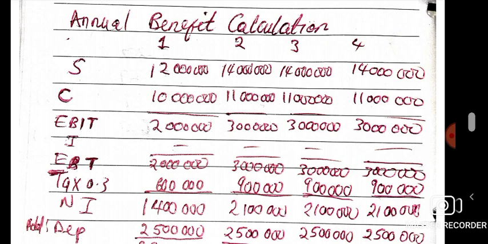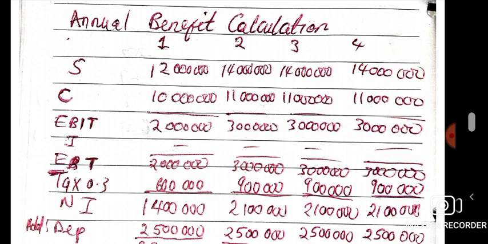EBT tax. Tax is at 30%. Why do you charge tax? Tax is charged on EBT. Just remember that. So it gives you those figures for each year. Charge 30% on each year's EBT. Then you'll be getting those figures for tax.